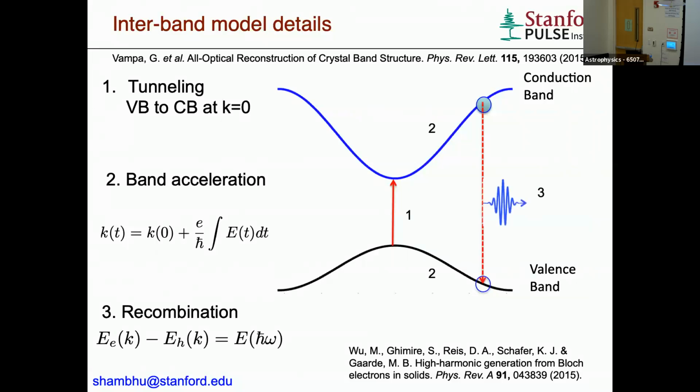So what you can see here is that if you look at the instantaneous position of these electrons and holes during this acceleration time, these electrons and holes at these different positions could also recombine, and there the difference energy would be different from if they were to recombine at a different place in the Brillouin zone.